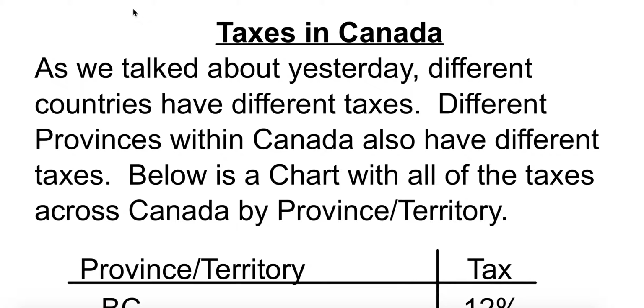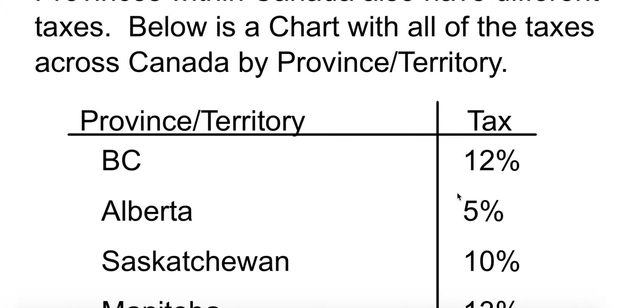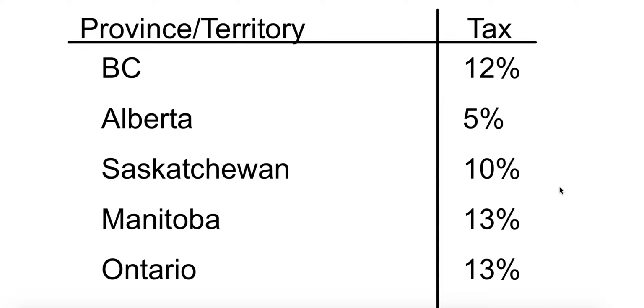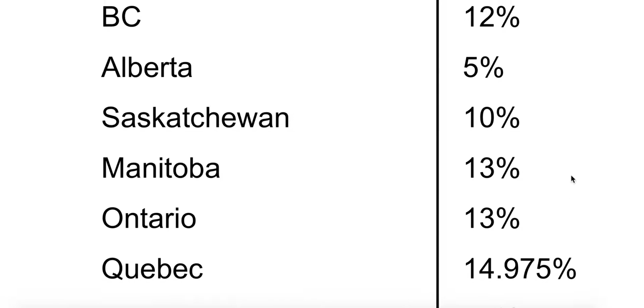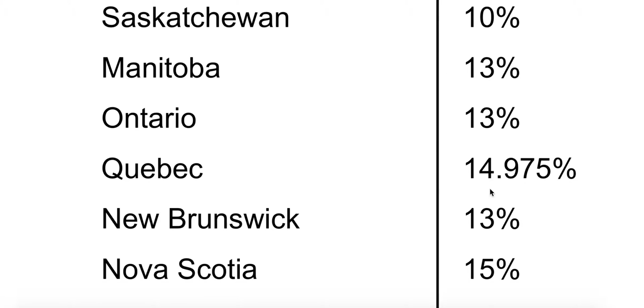First, yesterday we talked about how different countries have different taxes and different provinces within Canada also have different taxes. So today we're actually looking at taxes in Canada. So the chart below is a chart showing all the different taxes for the different provinces across Canada and the territories. So if we look, BC has 12% tax. Alberta has 5%. Saskatchewan has 10%. Manitoba 13%. Ontario 13%.